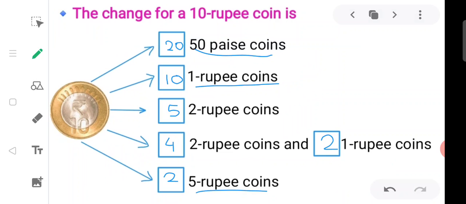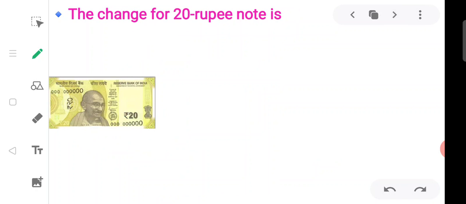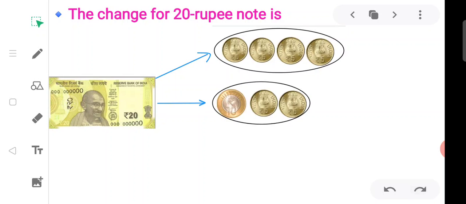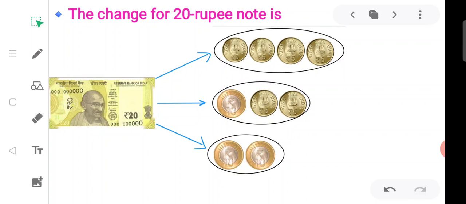For a change of 10 rupees. Now we see the change for 20 rupee notes. For the change of 20 rupees, we take 4 coins of 5 rupees, or we can take 1 coin of 10 rupees and 2 coins of 5 rupees, which will make 20 rupees. Or we can take 2 coins of 10 rupees. 2 coins of 10 rupees make 20 rupees.